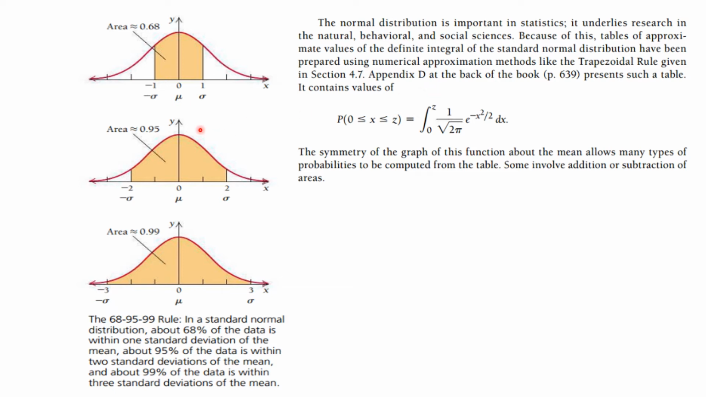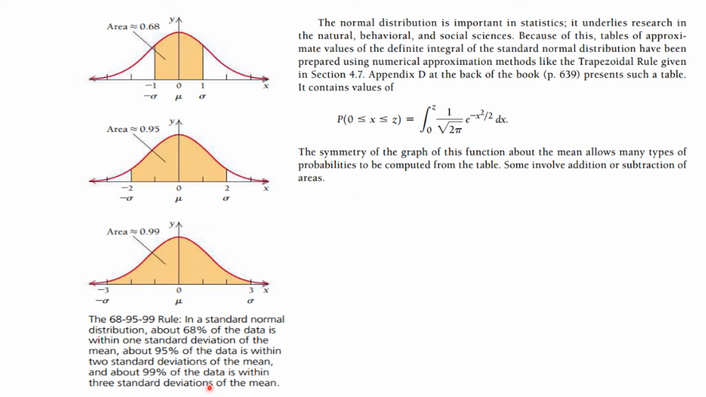And so what happens is that the table will show you the probability that x is between 0 and z, and that's going to be the definite integral from 0 to z of 1 over the square root of 2 pi e to the minus x squared over 2 dx. These are the table values that you'll see. We'll look at the table again. And the symmetry of the graph about the mean allows many types of probabilities to be computed from this table, and some involve addition and subtraction of different areas.